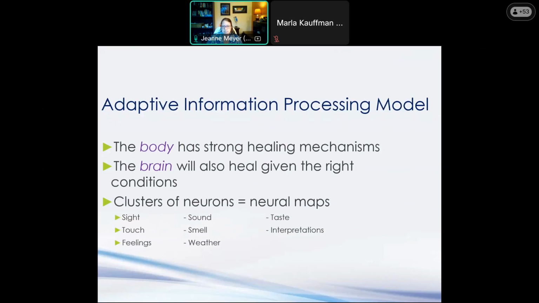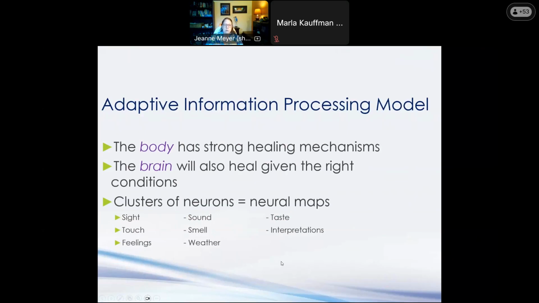Well, the brain does the same thing. If it has the right conditions, then those memory networks, those intrusive memories, flashbacks, panic attacks, nightmares, will heal. But we have to set up the conditions so that it can. And for some reason, bilateral stimulation is one of the conditions that helps it heal.